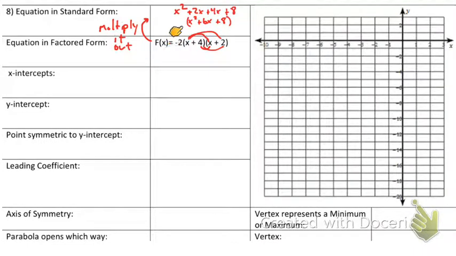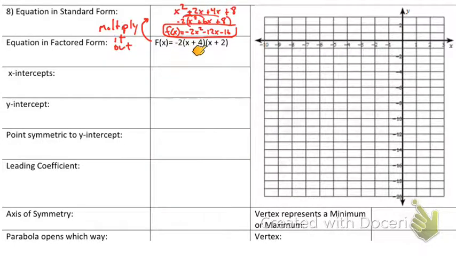And then we cannot forget that we had a negative 2. So the negative 2 is going to go here, and we're going to multiply that in. Negative 2 times x squared is negative 2x squared. Negative 2 times 6 is negative 12x. And then negative 2 times 8 is negative 16. Now we have our function in standard form. So we just multiplied it out.